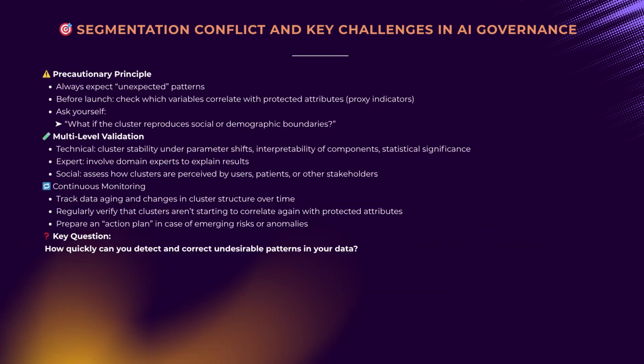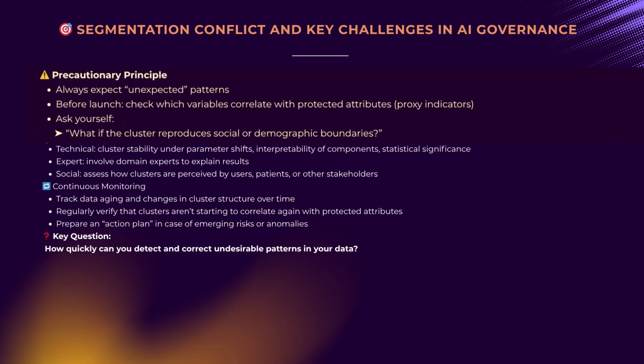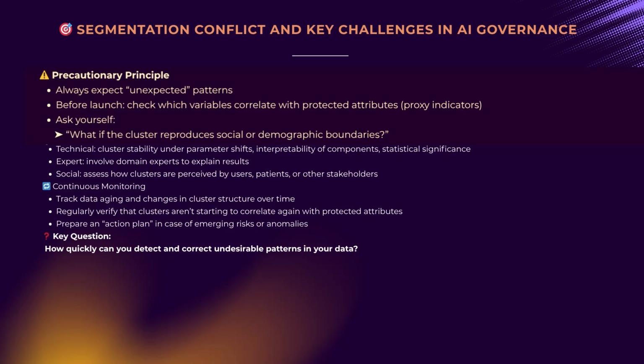So, what should we do? How to govern systems that by definition do unexpected things? The precautionary principle in action. Rule number 1: always assume that your unsupervised learning algorithm will find something unexpected, and that something may prove problematic. Before you run customer clustering, ask yourself, what if one of the clusters correlates with protected attributes? What if the algorithm finds a way to distinguish people by characteristics we consider unethical?